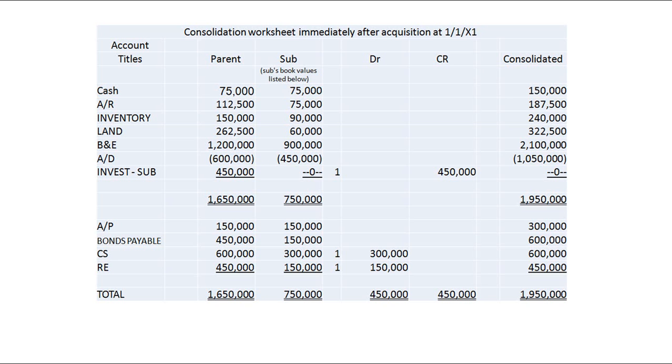Once we're done, we see the investment sub is 0, and then we can see that the equity account has eliminated the sub's equity. Whenever you do your consolidation accounting, if the investment sub account is not 0 in the consolidated column, you have done something wrong. The investment sub will always be 0 in the consolidated column.